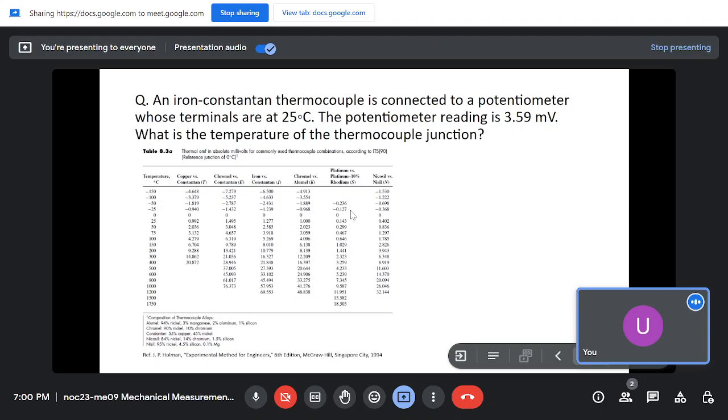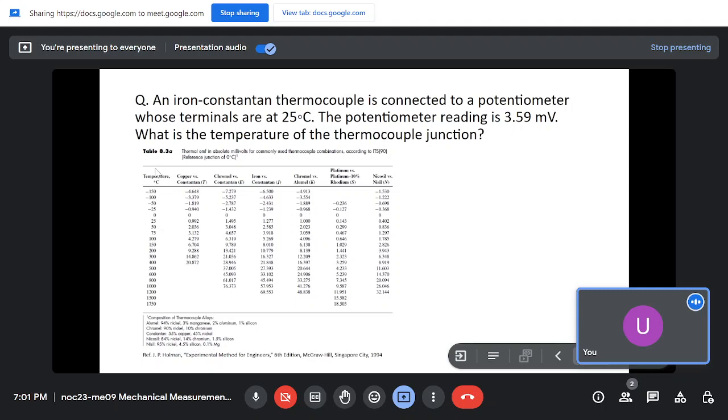So moving on, we have a problem for thermocouple. An iron constantan thermocouple is connected to a potentiometer whose terminals are at 25 degrees Celsius. The potentiometer reading is 3.59 millivolts. What is the temperature of the thermocouple junction? So we have an iron constantan thermocouple, and we have a table which gives you voltages corresponding to temperatures.